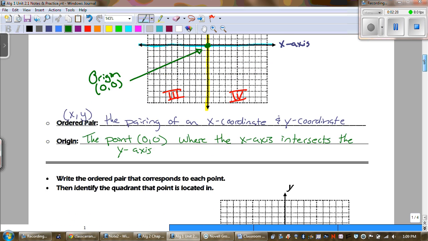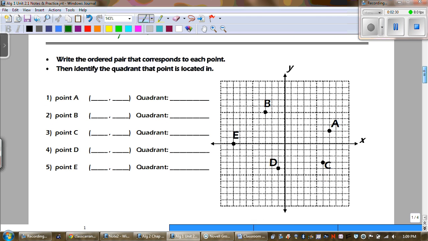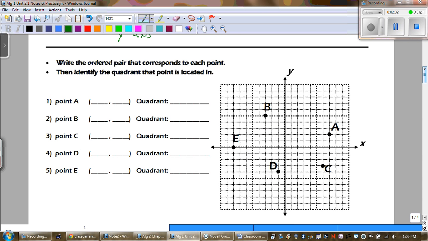Okay. Let's go ahead and look at what we're supposed to do. It says write the ordered pair that corresponds to each point. Then identify the quadrant that point is located at. So let's just remember that the points are x, comma, y. The quadrants, 1, 2, 3, 4.